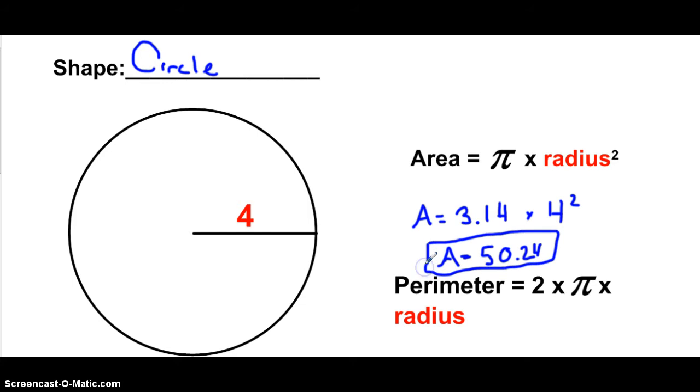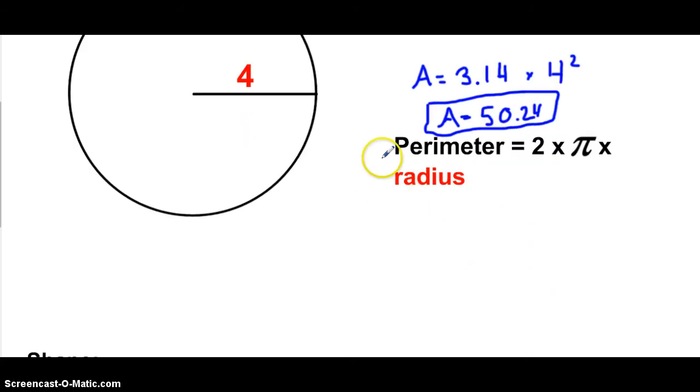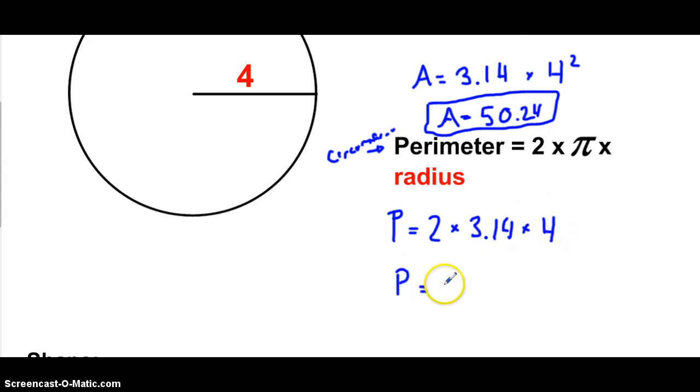The perimeter of a circle, another way to say that is the circumference. So this is the same thing as circumference when we're talking about perimeter. It's just the outside circumference. The formula is 2 times pi times the radius. So to find the perimeter or circumference, same thing, it's 2 times 3.14 times the radius, which is, in this case, 4. When I put this into my calculator, what I get is 25.12. And that is my perimeter, or circumference, because they're the same thing.